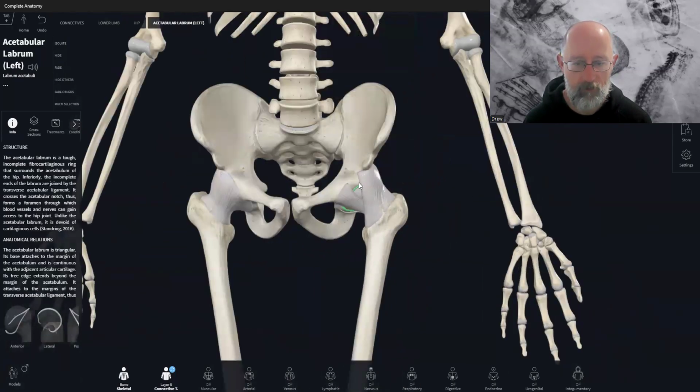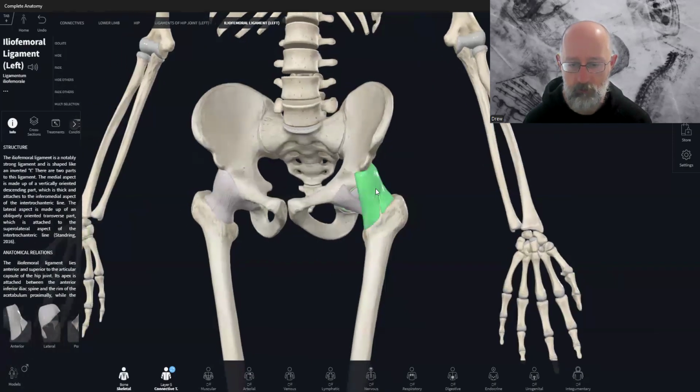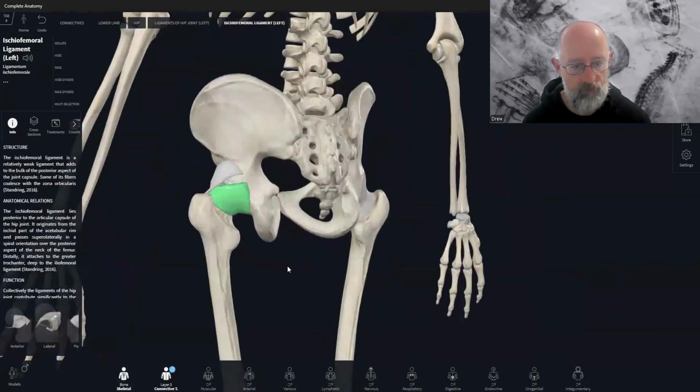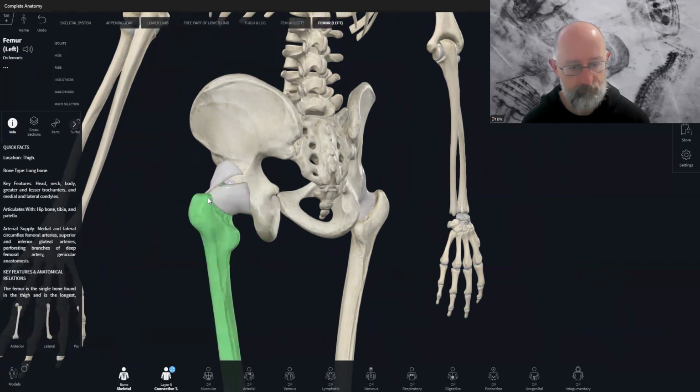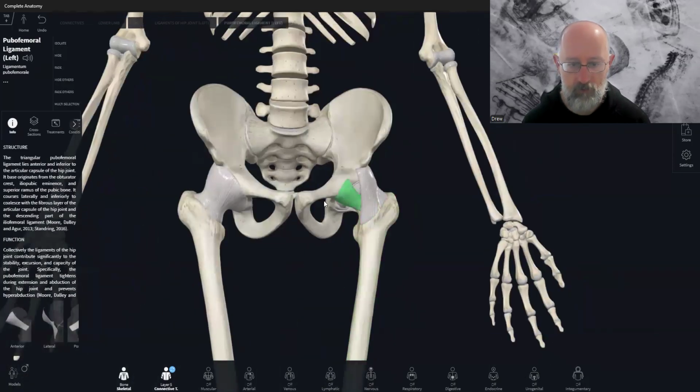So we've got the labrum going around the acetabular rim, and then we've got the anterior hip joint ligament, which is the iliofemoral ligament going from the ilium down to the femur. Then we've got the posterior ligament, which is the ischiofemoral ligament going from the ischium to the femur. And then we've got the anterior medial one, which is the pubofemoral ligament through here.